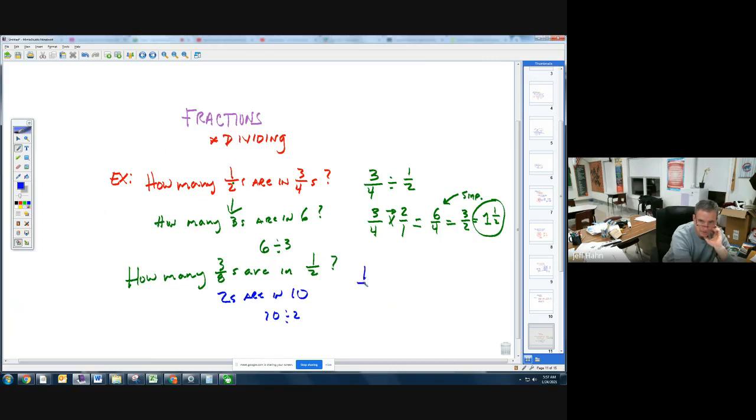I'm going to take 1/2 and divide it by 3/8. How many 3/8 are in 1/2? And the rule again is to flip and multiply by the reciprocal. That's always the second fraction I flip. When I multiply that out, I get 8/6. I reduce, divide them both by 2. I get 4/3. And I change that to a mixed number, which is 1 and 1/3.